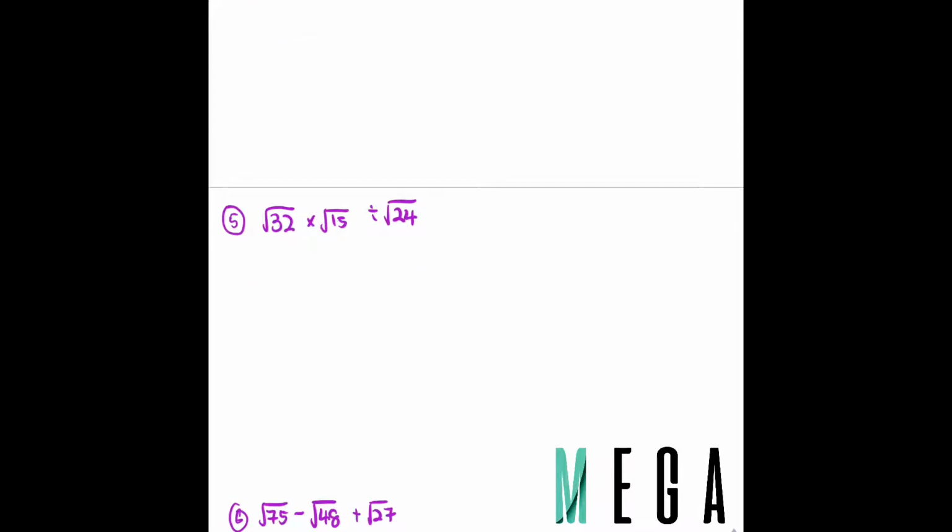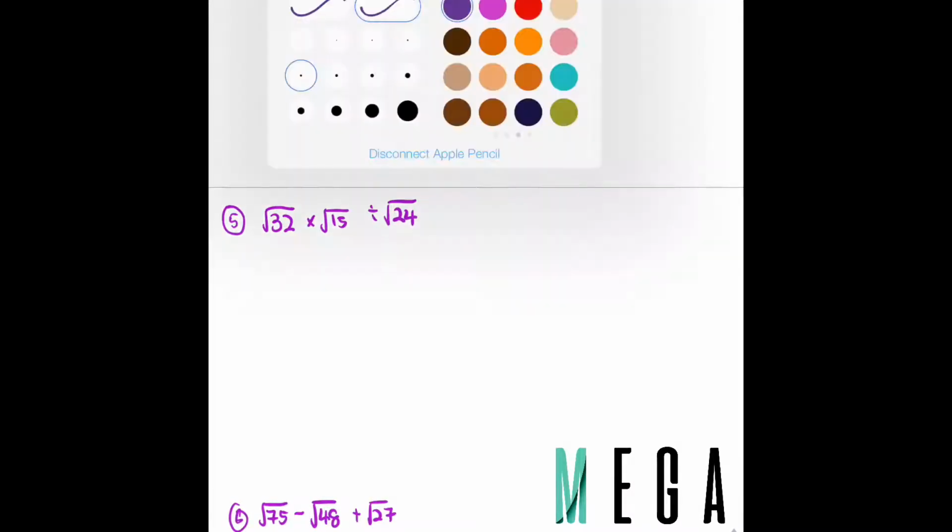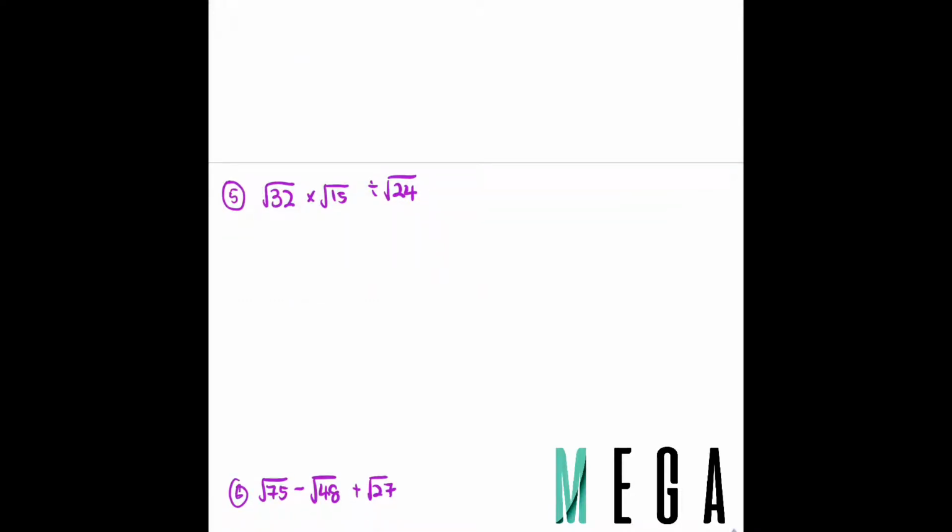Okay, and finally, the second last question we have is a multiplication and division. Surd 32 multiplied by surd 15 divided by surd 24. So how do I do this question? The first step is, what is surd 32? Surd 32, basically I can write it as surd 8 multiplied by surd 4. How about 15? 15 I can write as surd 5 multiplied by surd 3. And last one, divide by surd 24. 24 I can write as surd 8 multiplied by surd 3.